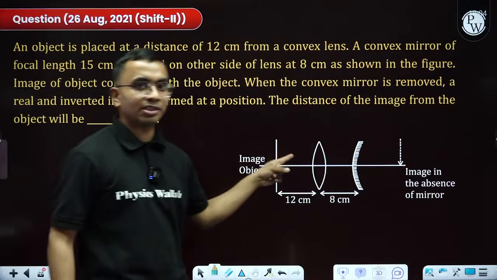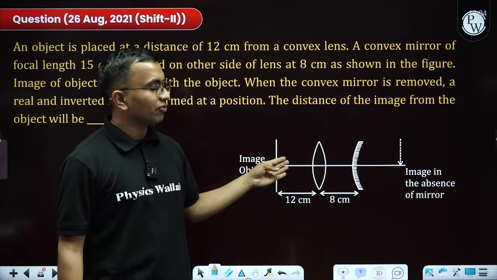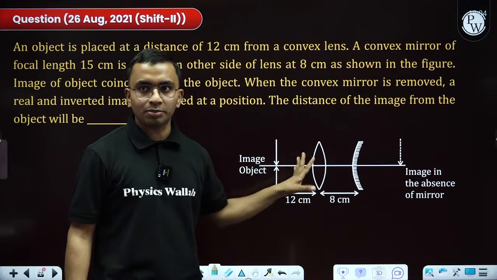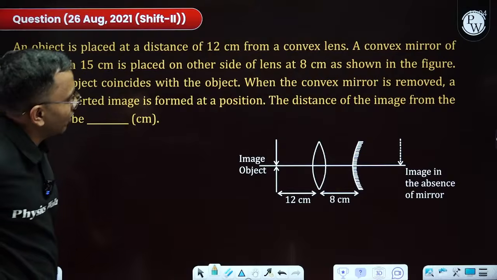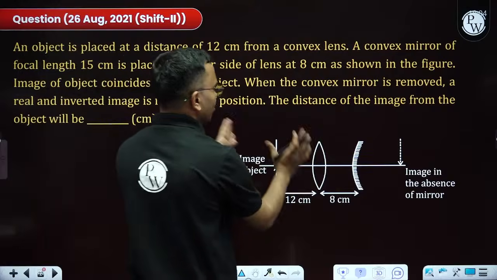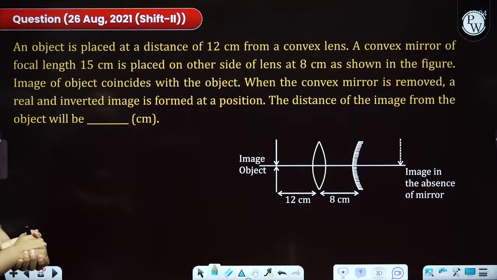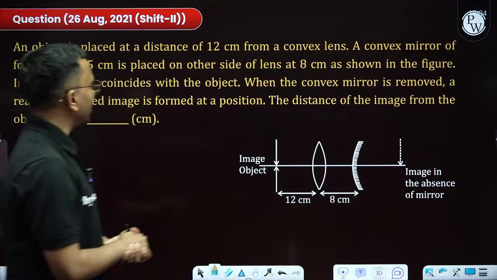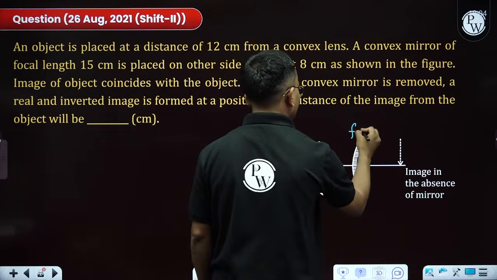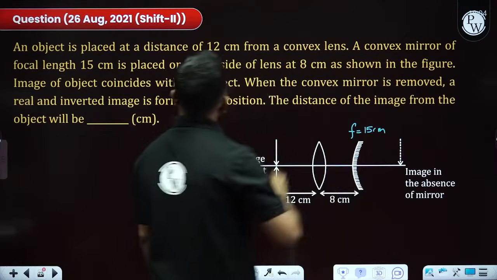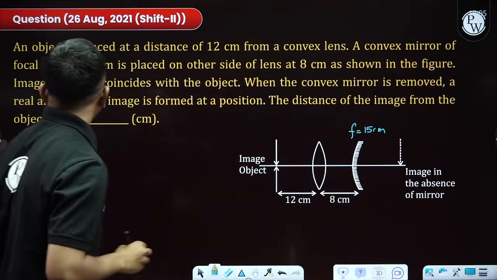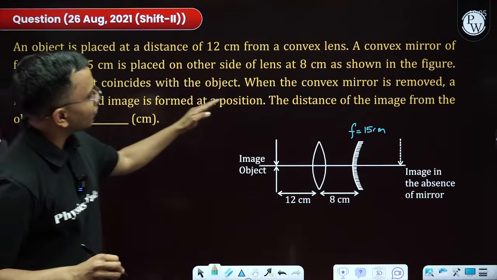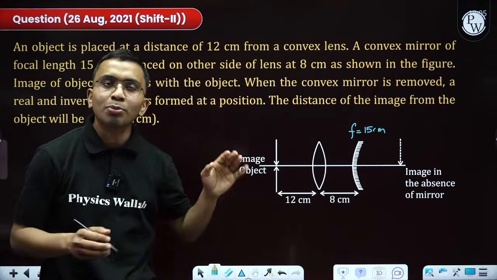This type of question is important, and this type of question was asked in advance also, exactly a similar type of question. Let us read it out. An object is placed at a distance of 12 centimeter from a convex lens. This is the convex lens, here the object is placed. A convex mirror of focal length 15 centimeter is placed, okay, here the focal length is 15 centimeter, on the other side of the lens at 8 centimeter as shown in the figure. Image of the object coincides with the object.